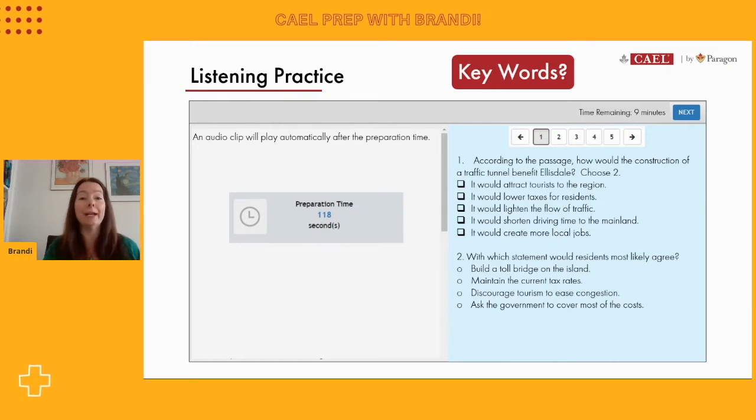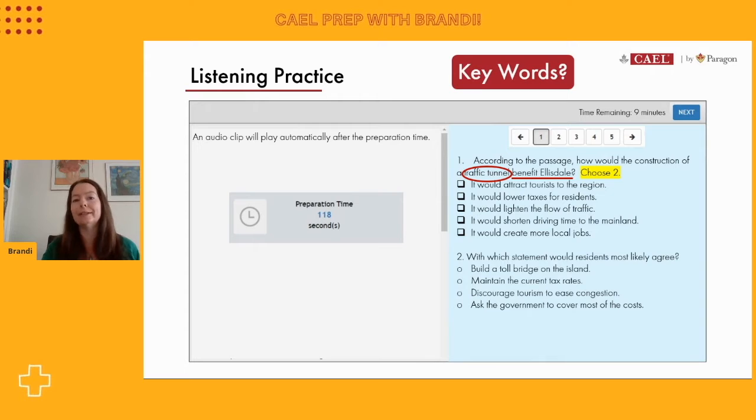So we're going to do that now because today in this episode, we're going to practice answering 3 questions about a lecture that I'm going to play for you. So let's demonstrate then how you would use your prep time wisely in order to become familiar with these keywords. So starting with question 1, we can see it says, according to the passage, how would the construction of a traffic tunnel benefit Ellisdale? So at some point in the lecture, the speaker should mention a traffic tunnel, and then we would be listening carefully for the benefits to the city.